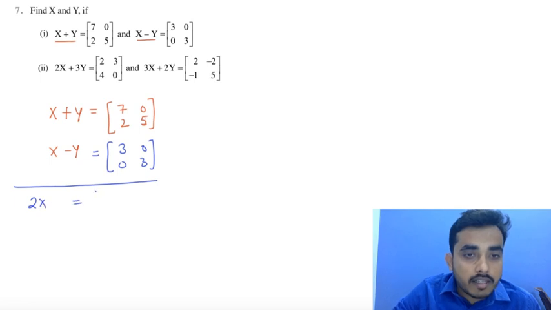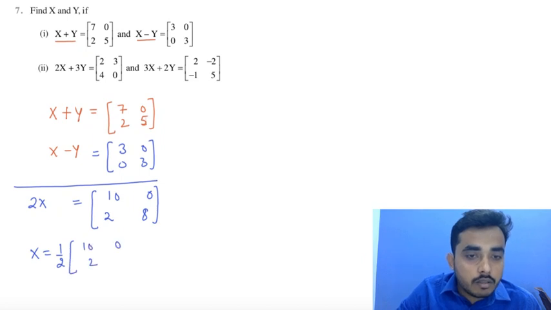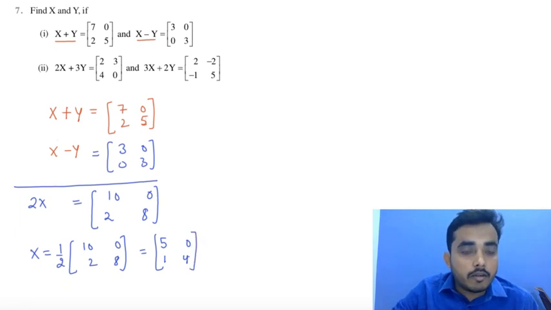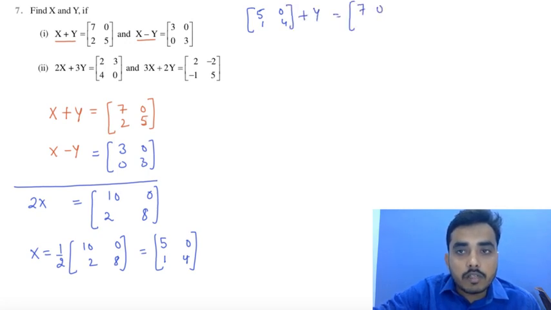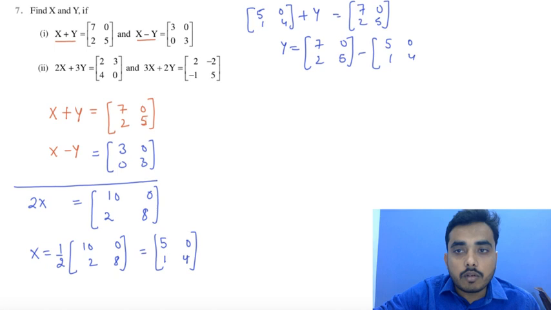So दोनों को add करने के बाद क्या मिला, 2x is equal to 10028. So x will be half of 10028 which is 5014. तो ये हमारे पास x आ चुका है, and using x we can find out y. So 5014 plus y is equal to 7025. Okay, so y will be 7025 minus 5014, which is 2011. So this is the value of y.